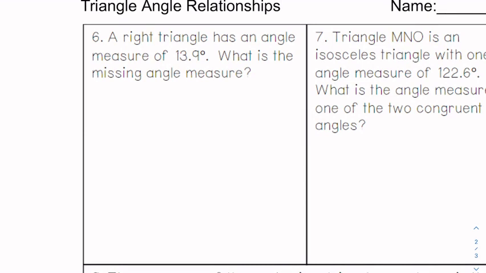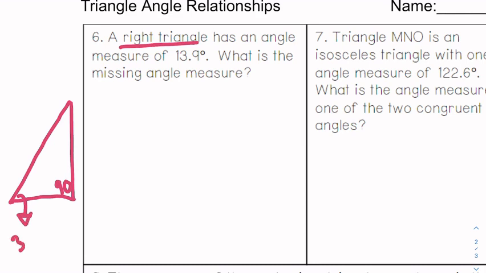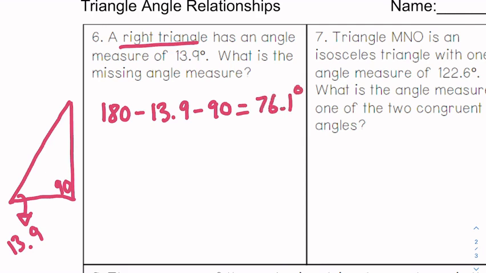So we know in this triangle, we have a right angle. They said it's a right triangle, which means that there is a right angle, and that means that's 90 degrees. So one of the angles is 90. Another one of the angles is 13.9. And whenever you know 2 of the 3 angles, you just subtract from 180 to find the third angle. So we're going to do 180 minus 13.9 minus 90 to get my final answer of 76.1 degrees.